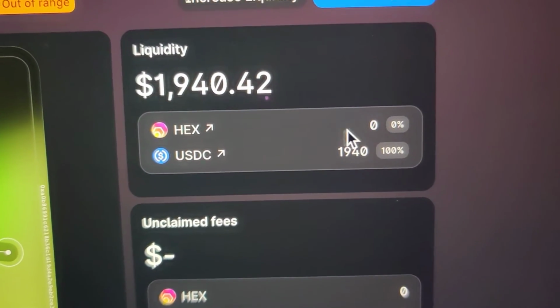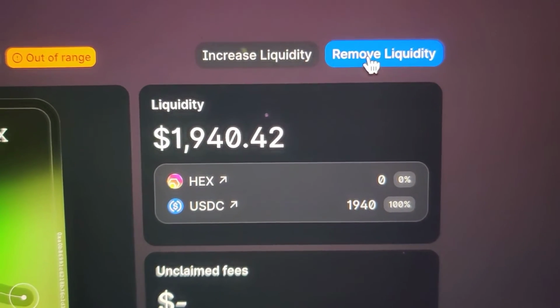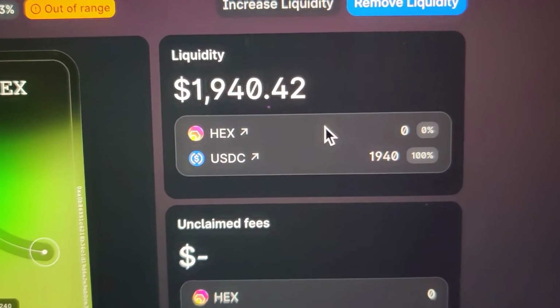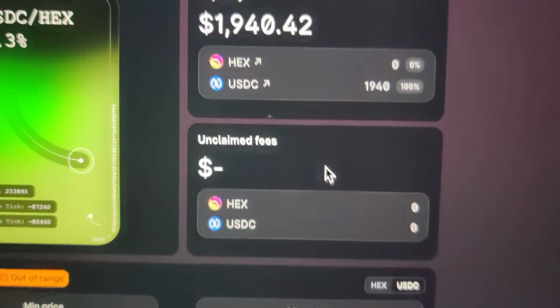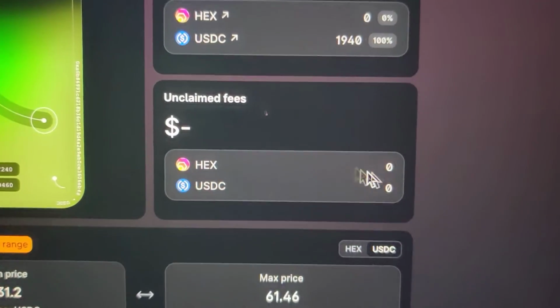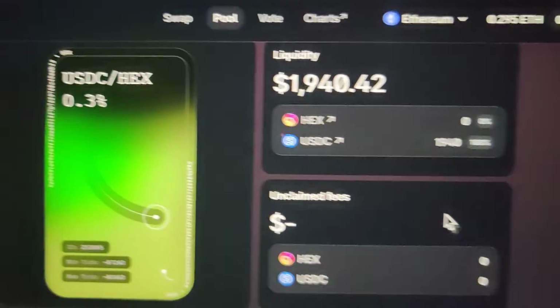then I'll have my hex and I can remove my liquidity, and it'll cost me another fee, hopefully less than $30, and I'll have my cheap hex, and hopefully I'll have more fees than the $60 it cost me to play this little game.